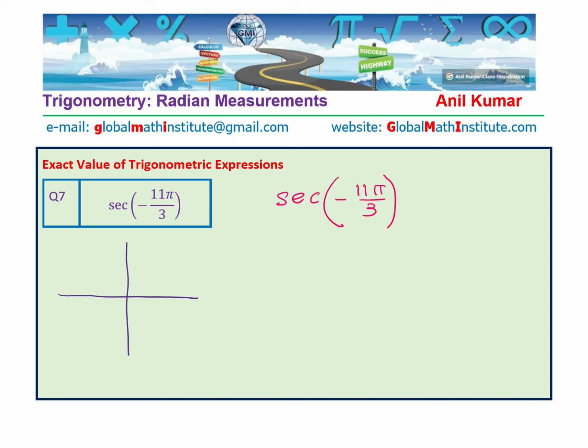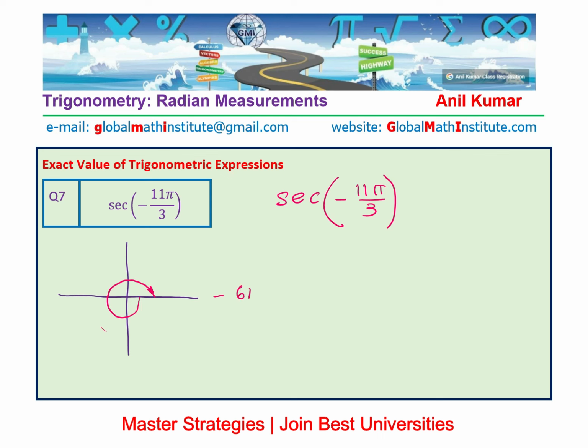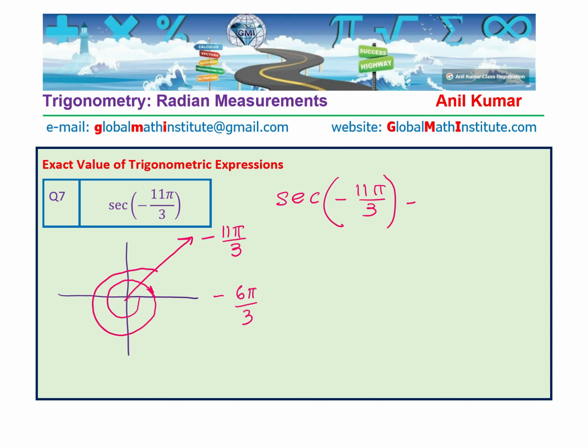Now, minus 11 pi by 3 means going in the clockwise direction. So, one full circle will be in this direction if you are going minus 6 pi by 3, right? 6 pi by 3. 11 means 1 less than 12. So, you go one more and you reach here, and that becomes minus 11 pi by 3. Makes sense? 1 less than 12. So you could rewrite this as secant pi by 3.